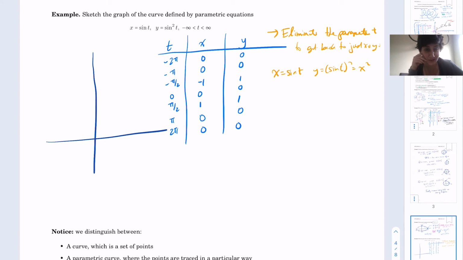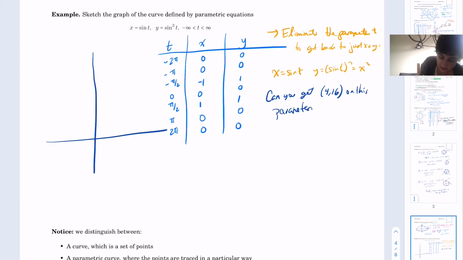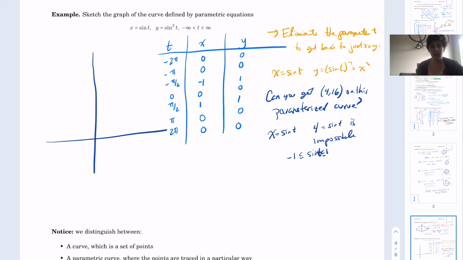Is it possible for me to get everything? Can you get, let's say, for example, 4 and 16? That's on the general parabola, y equals x squared. But on this parameterized curve? Well, no. X is equal to sine of t, and 4 equals sine of t is impossible, because sine oscillates between negative 1 and 1. Okay?